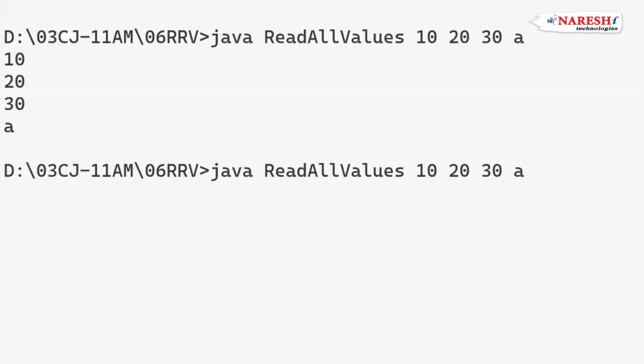Then if the interviewer asks, if I pass fewer values, what happens? One minute, wait, fewer values. In the program, I am reading 3 values. You are passing 2 values. Args of 0, args of 1, args of 2 has no value. ArrayIndexOutOfBoundsException.